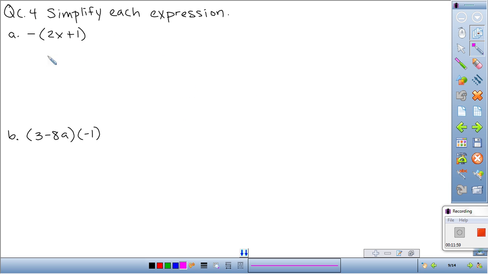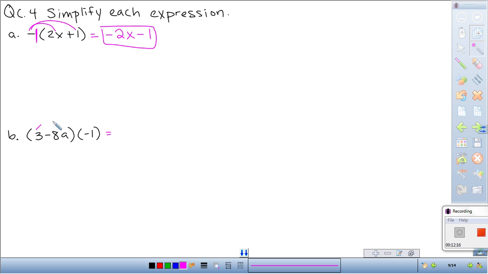Okay, let's look at a couple more. Again, there's that imaginary 1 out front. -1 times 2x is -2x. -1 times 1 is -1. And one more of those. 3 times -1 is -3. -8a times -1, a negative times a negative, is a positive 8a.